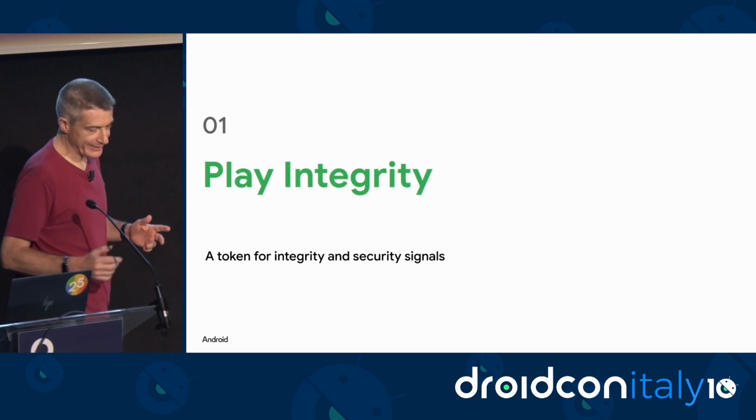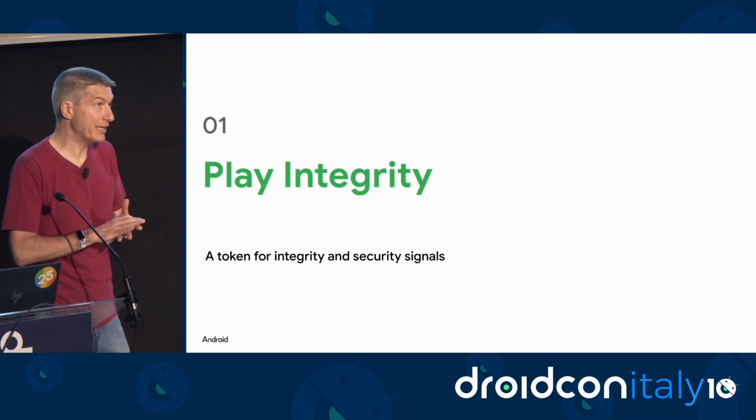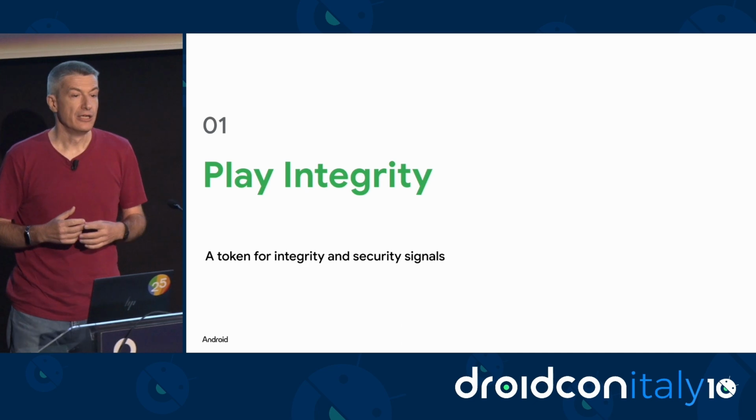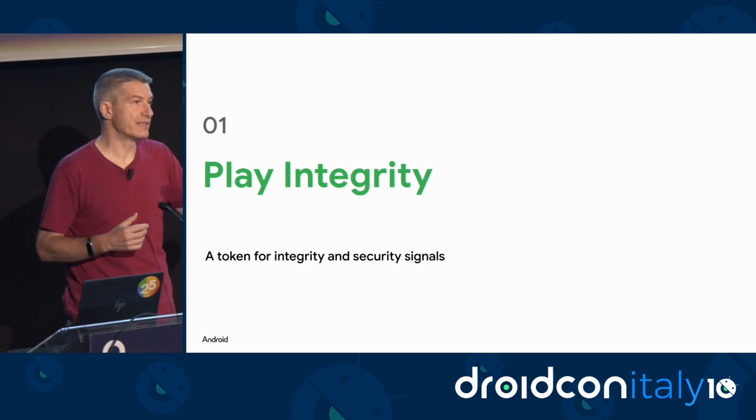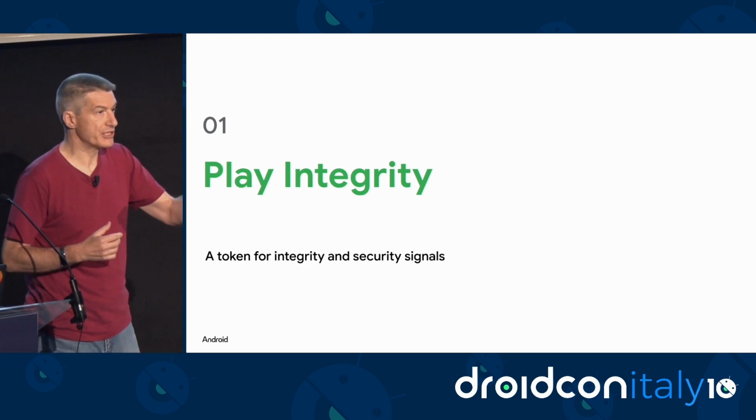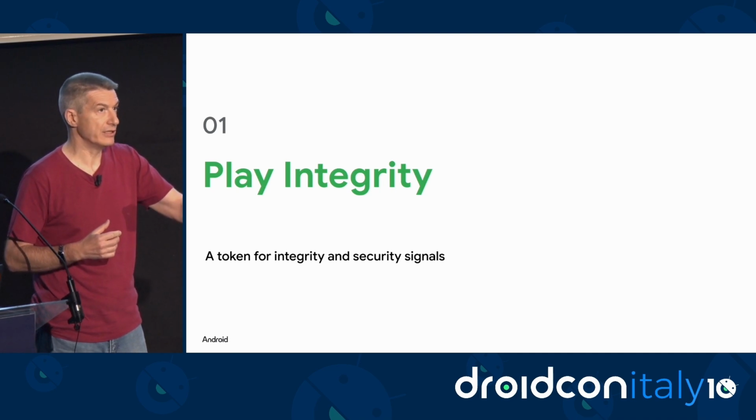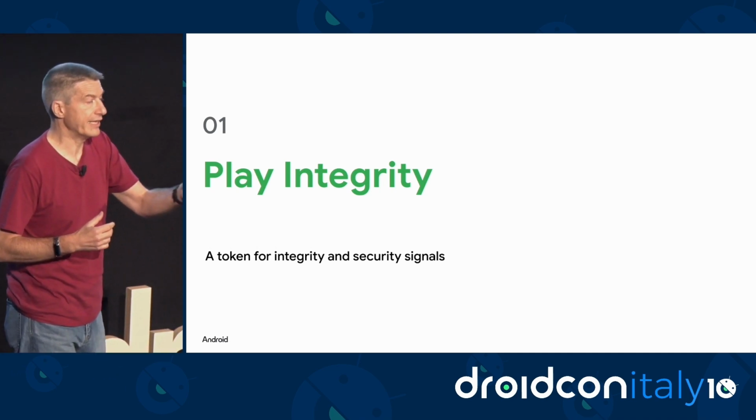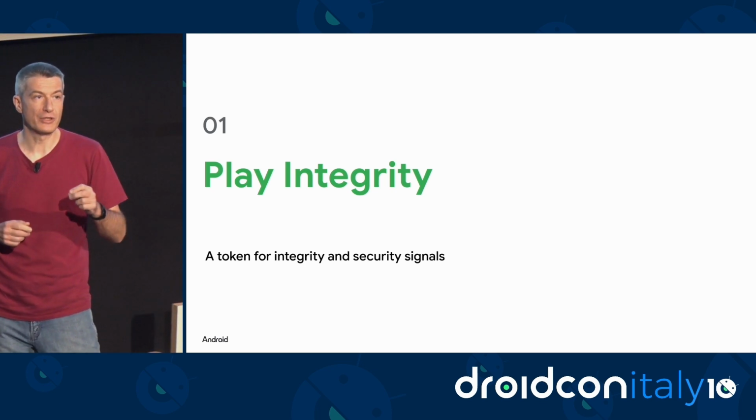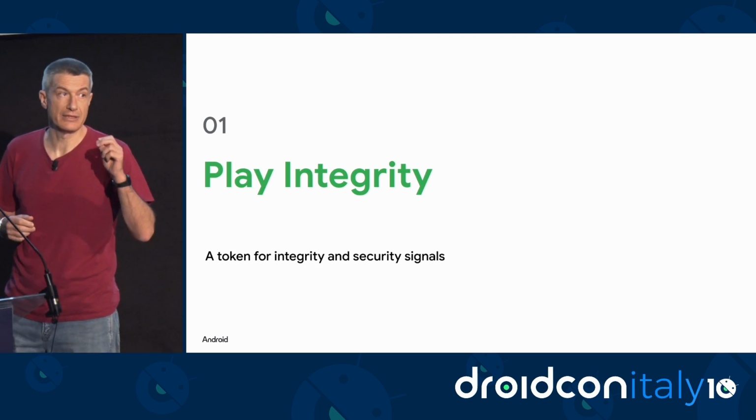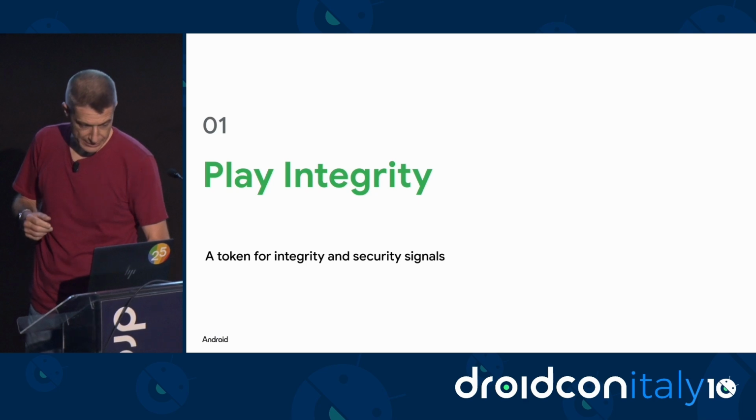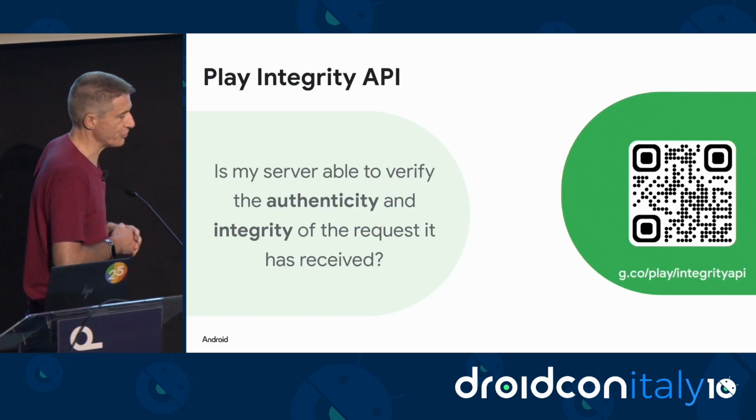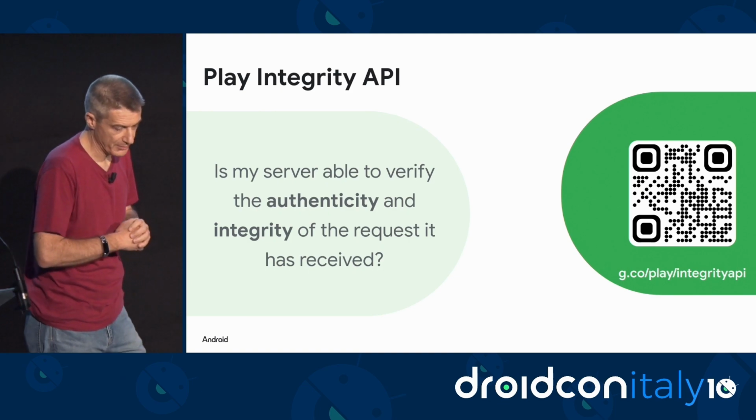So, Play Integrity API. The gist of this API is that you get a token on how much you can trust the device the application is contacting your backend it's on, how much you can trust the version of the application that is contacting your backend, and how much you can trust the user account that is contacting your backend. So this is the link to the documentation on developer.android.com.